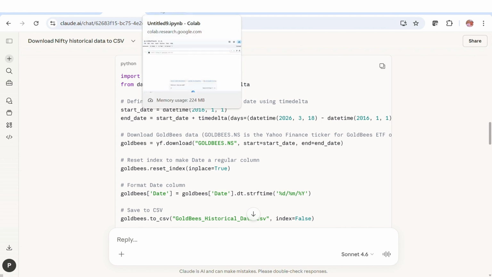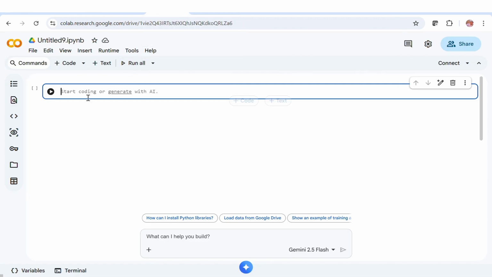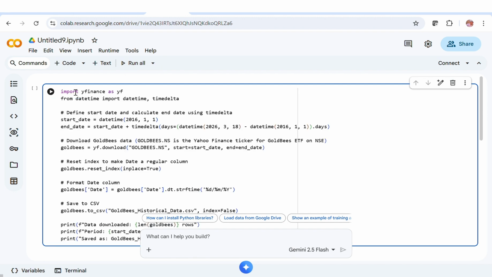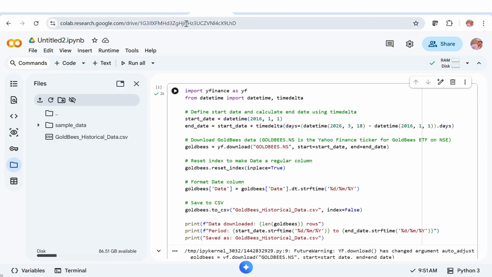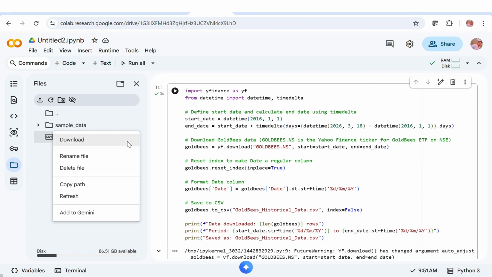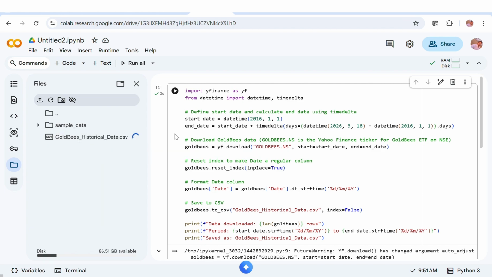Now, what does Google Colab do? When you paste this code here in Google Colab, you can run it by clicking on the run all command. I have already done this, so I'll click on that. What is the outcome? Once you complete this run all activity, simply go to the files option and you will find the outcome, GoldBees historical data. Here you can download or extract it, and I can show you how the data looks.